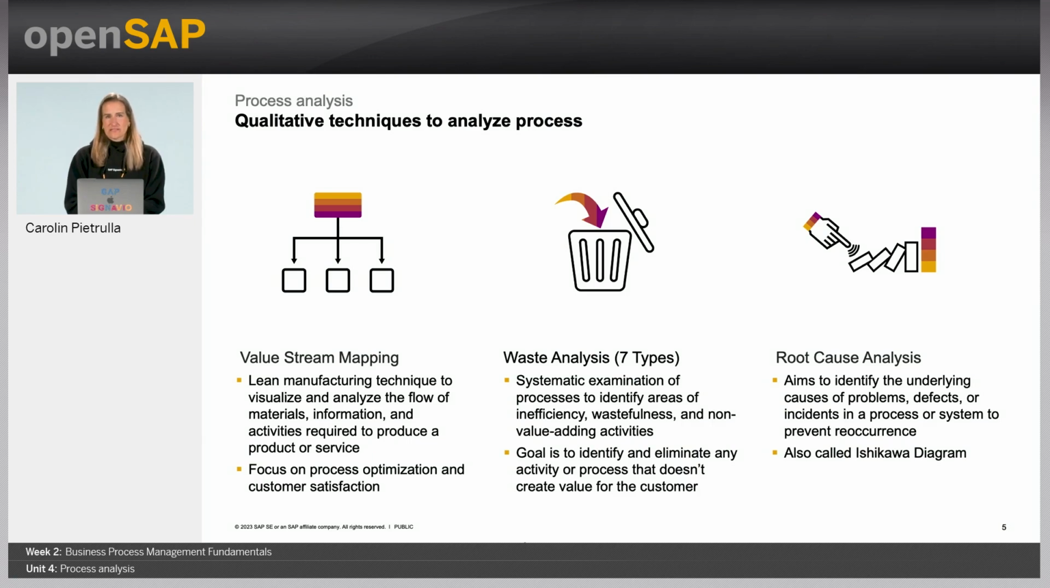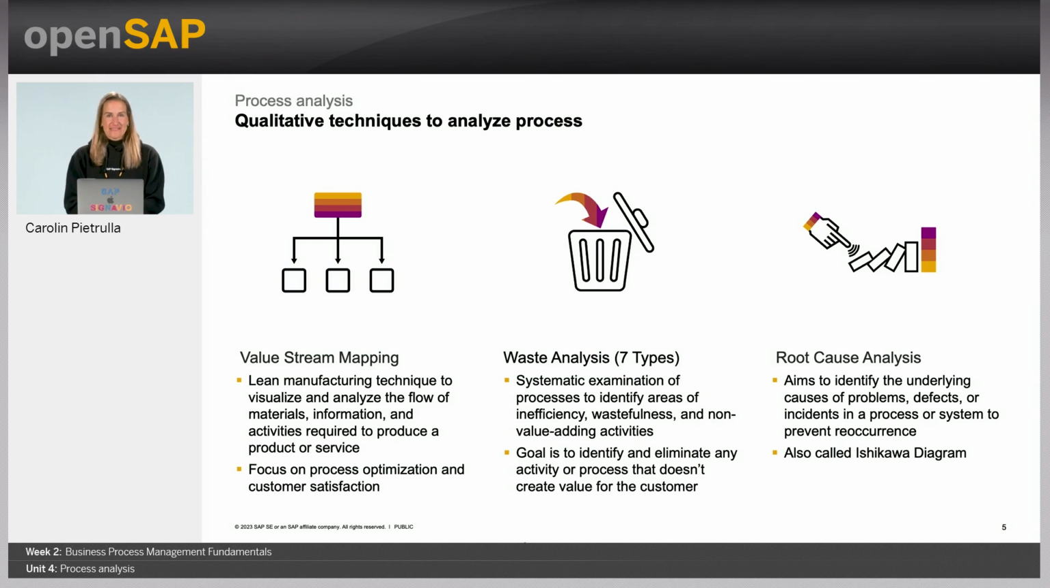VSM is a lean manufacturing technique used to visualize and analyze the flow of materials, information, and activities needed to produce a product or service, and it typically involves cross-functional teams. By creating a visual representation of the entire value stream, VSM helps teams to identify bottlenecks, delays, and non-value adding activities, such as excess inventory, overproduction, and unnecessary transportation. It also helps to identify opportunities for improvement, such as reducing waiting times, improving quality, and increasing productivity with the ultimate goal of actually increasing customer satisfaction.